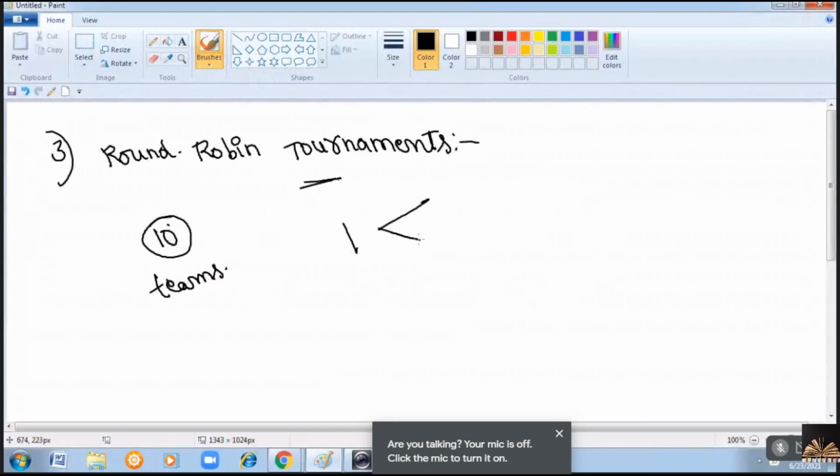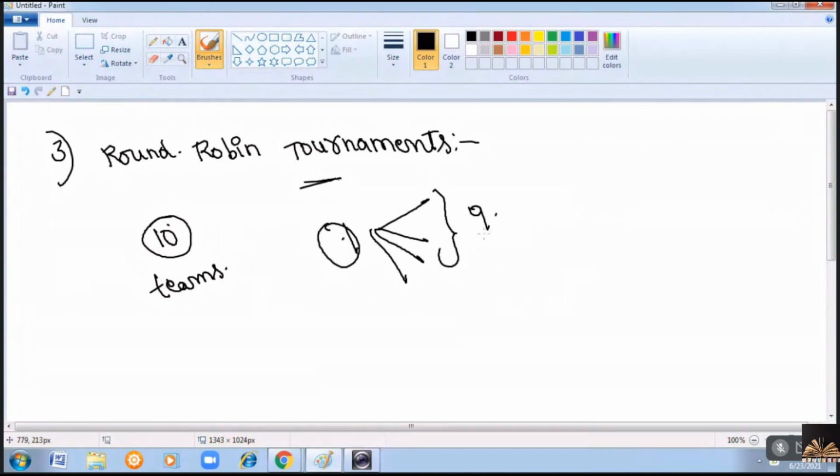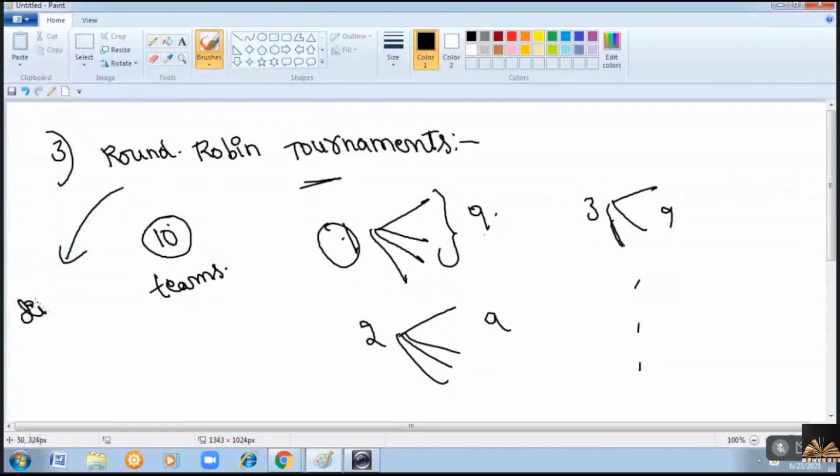Now, every team has to play with every other team. So the first team has to play with the remaining 9 teams. The third team should also play with 9 teams, and this has to be repeated. Every team has to play with every other team, right? In this also, we can use a directed graph. Why? Because tournament means that when one team is playing with another team, one team will win. At least one team has to win, right? We use a directed graph to represent which team has won the game.